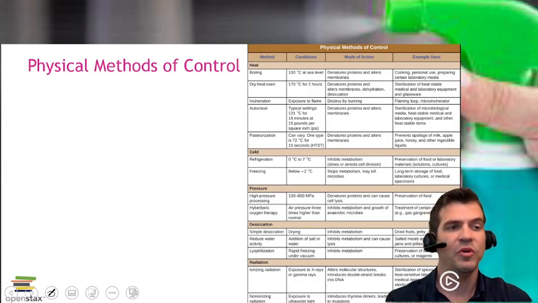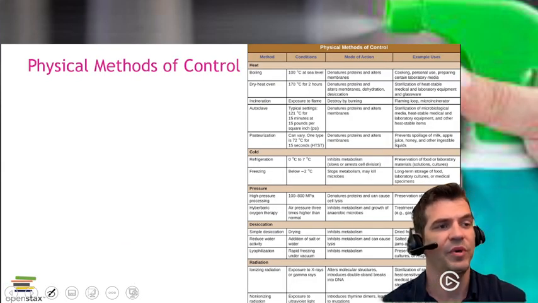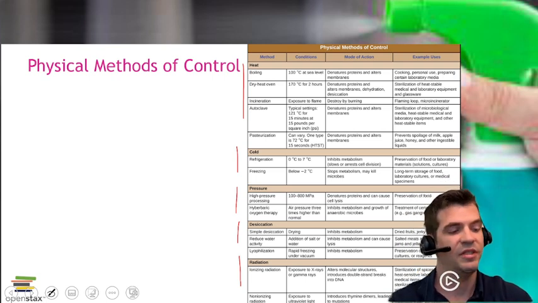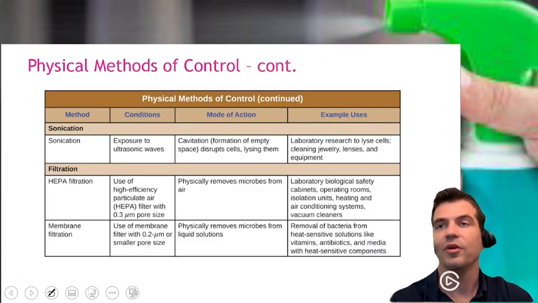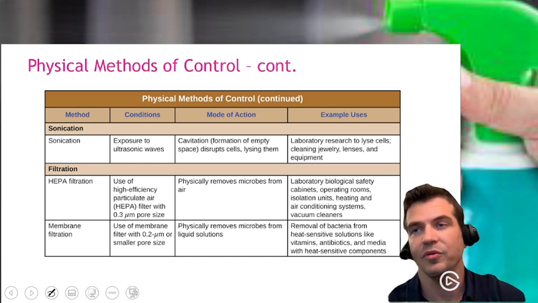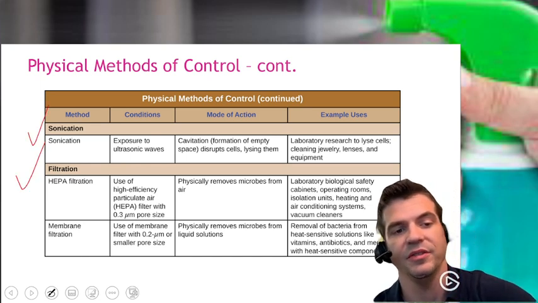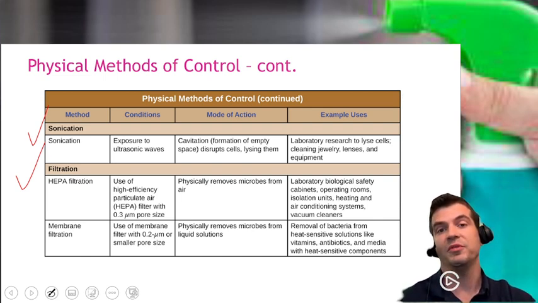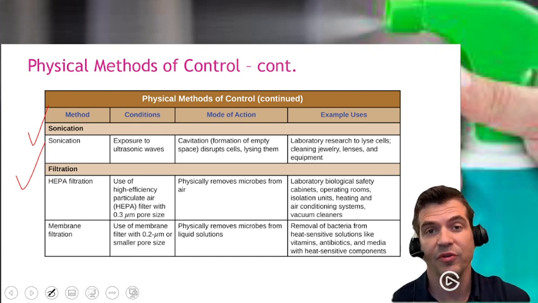And you can summarize everything we talked about with heat, with cold, with pressure, with desiccation, and radiation. Okay, and you can summarize them all like that. You can also see sonication and filtration are other ways to control microbes. Okay, so these are the physical ways to control microbes. These are ways you might have already been doing a lot.